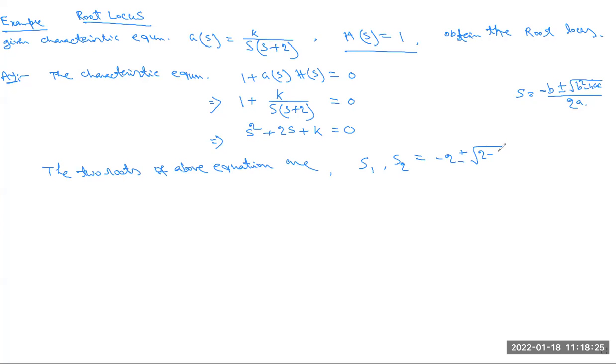2 minus k, and the denominator, 2 into 1, that means the 2. So these are basically the required roots. One is s1, that is minus 2 plus root over 2 minus k, and another one is s2, that is equal to minus 2 minus root over 2 minus k. So we follow this root locus method step by step.